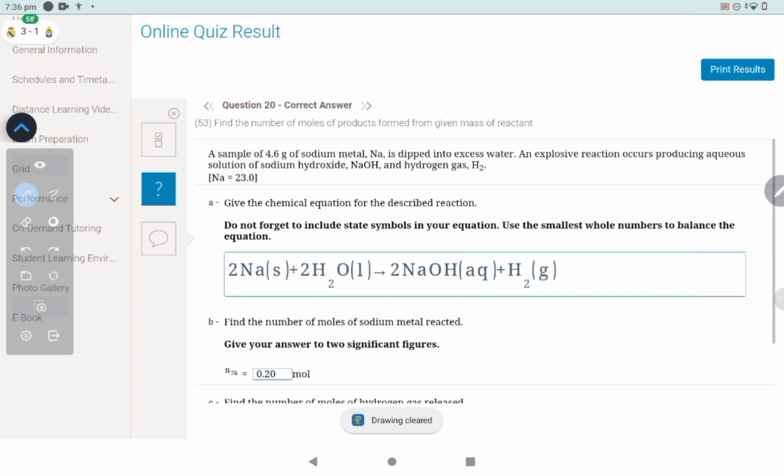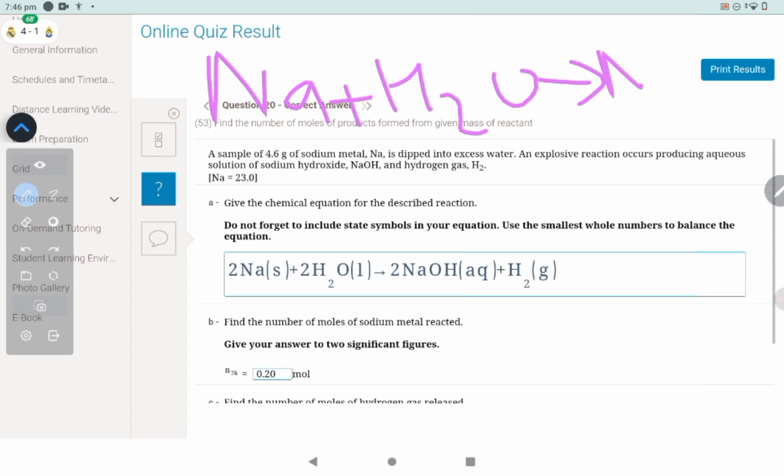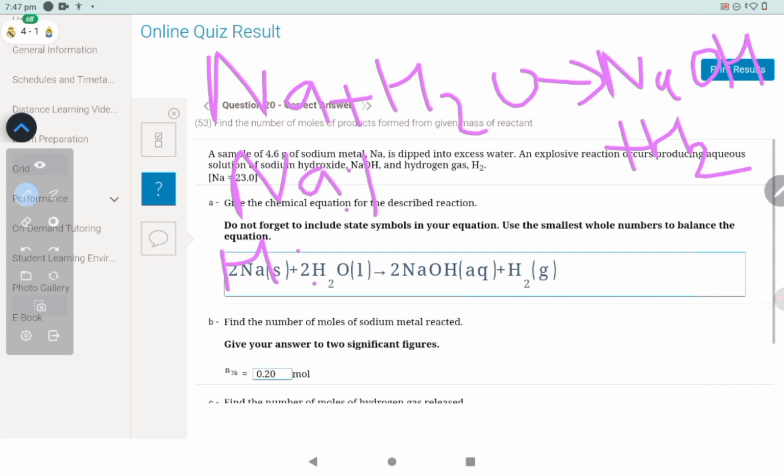This one, you have to balance. So we have Na plus excess water H2O gives us NaOH plus H2. So on this side, we have Na is 1, H is 2, O is 1. Here Na is 1, actually I'm going to do H here. H is 1 plus 2 and O is 1.